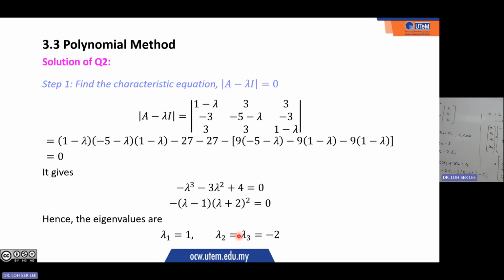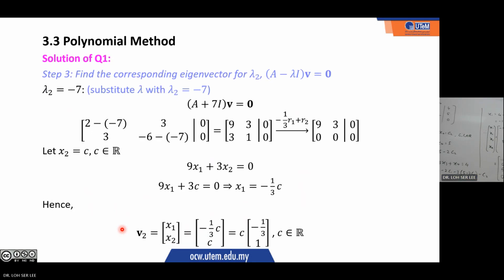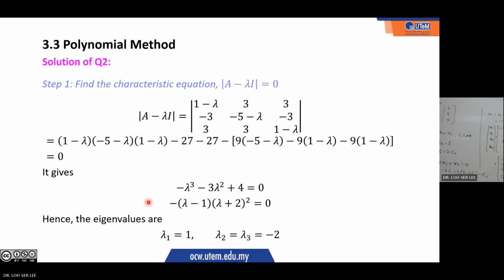We skip to question number 2. We just look at the eigenvalue part first. This is the matrix. To get the eigenvalues, we take the main diagonal entries and subtract lambda from all of them. So this is 1 minus lambda, negative minus lambda, 1 minus lambda, and the rest remain the same. You get this. See, the main diagonal all minus lambda, and the rest of the entries remain the same.